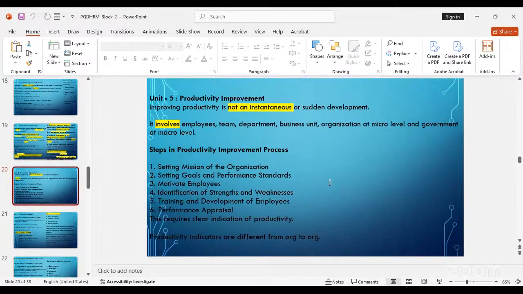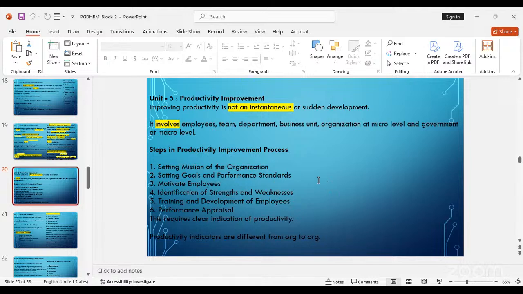How to improve the productivity? Improvement cannot be done in a day or two. It's a continuous process. It cannot be done suddenly or instantaneously. It involves everybody associated with the organization: employees, teams, departments, business unit, organization, at all levels, micro level as well as macro level, organizational level.